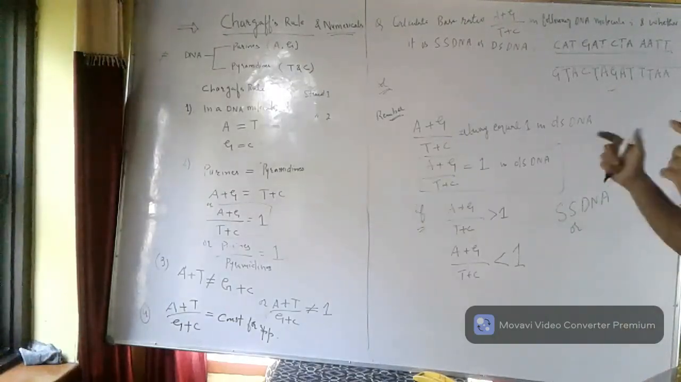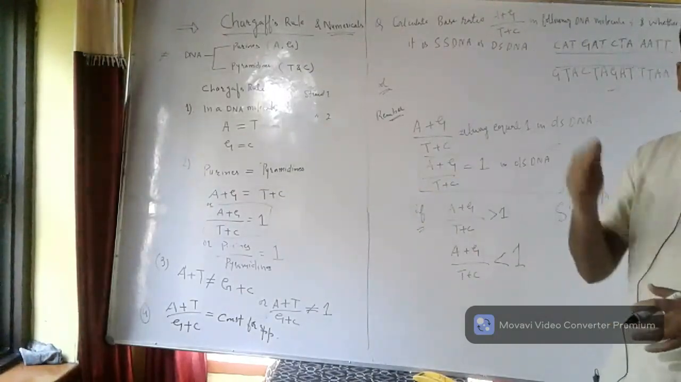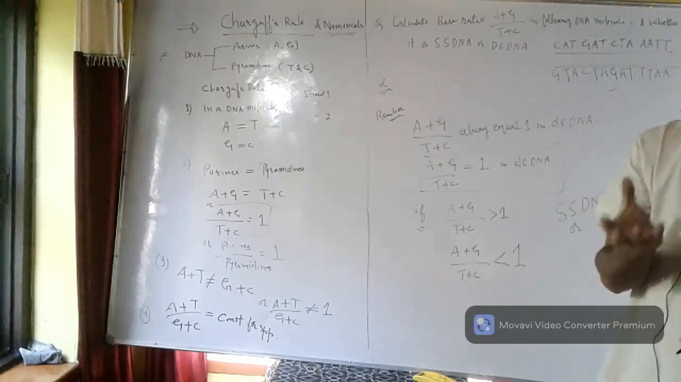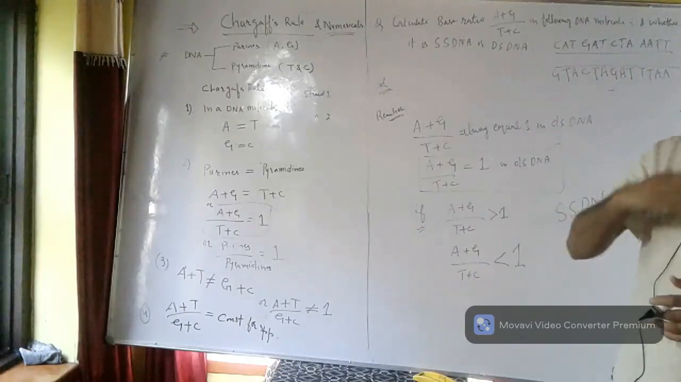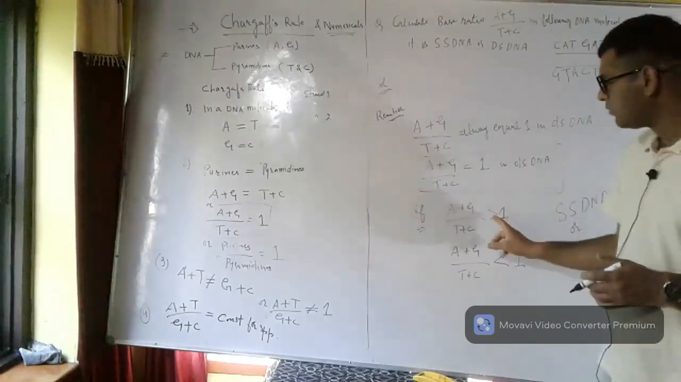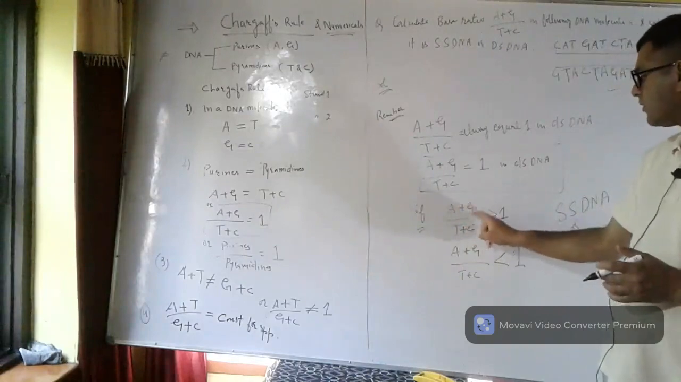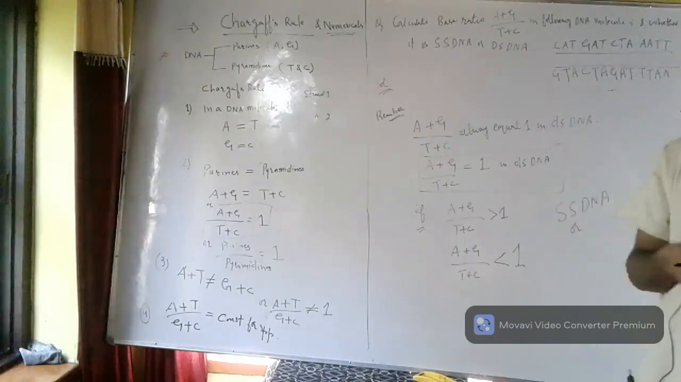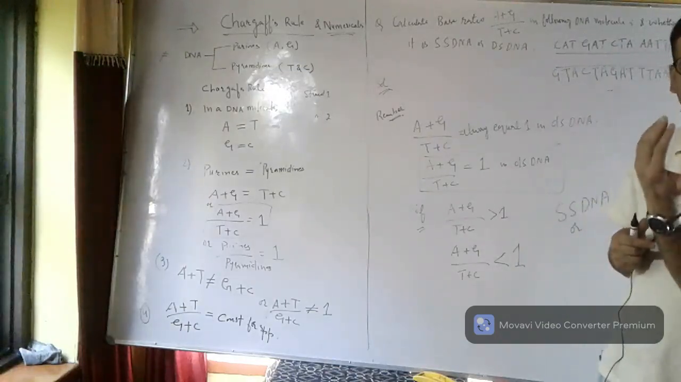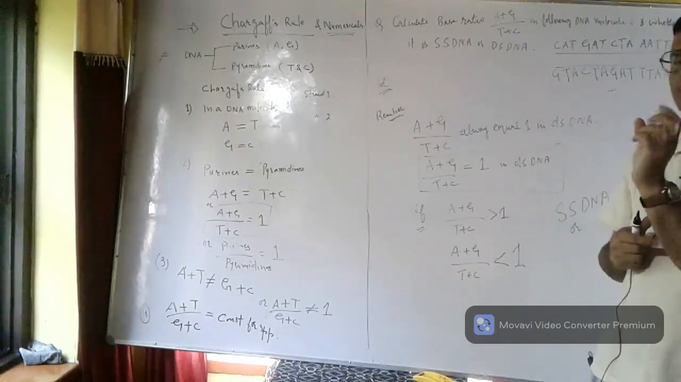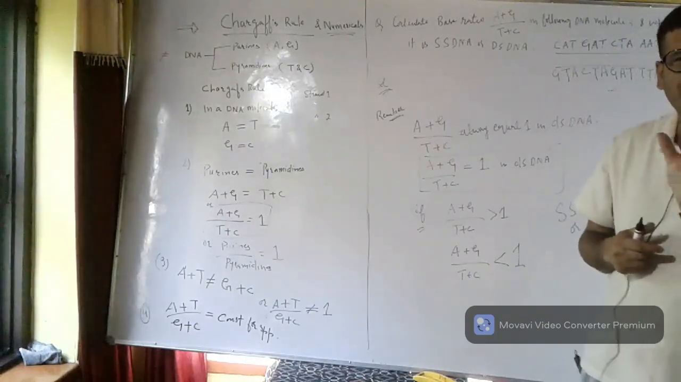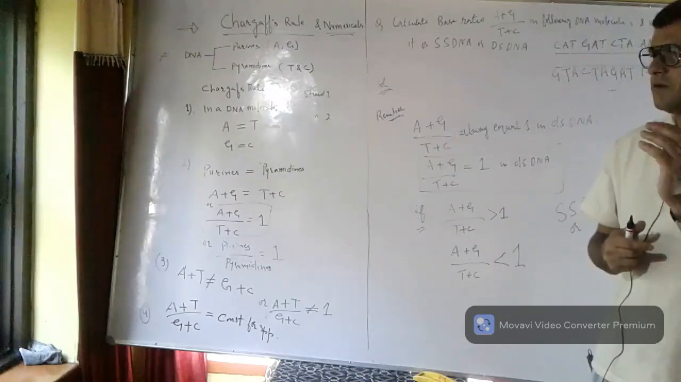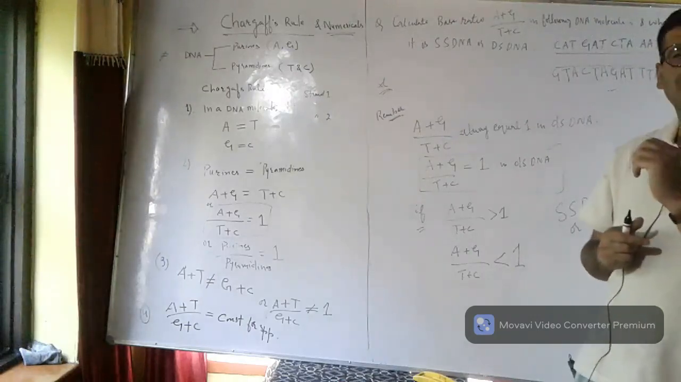But when this purine by pyrimidine ratio is 1, the DNA molecule is strictly double stranded. But if the value of purine by pyrimidine, adenine plus guanine by thymine plus cytosine, is less than 1 or greater than 1, then we can say that the DNA molecule is either single stranded or it is double stranded but having the gene mutation or point mutation, having addition of bases or subtraction of bases.